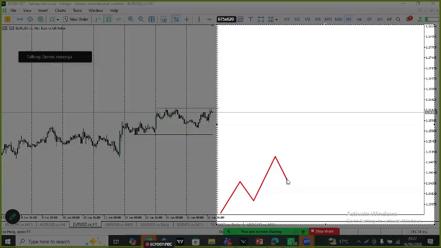Okay. So I'm drawing structure, bullish structure.